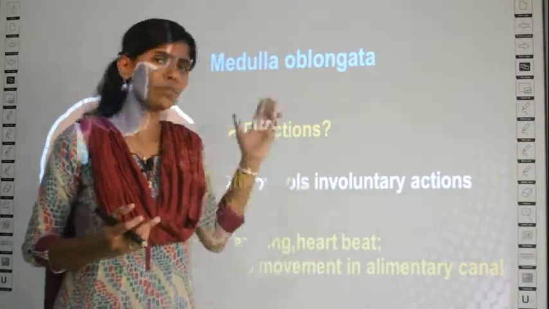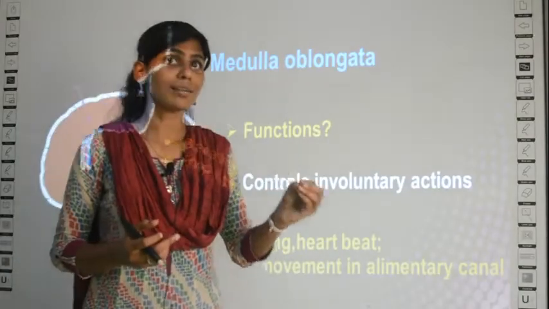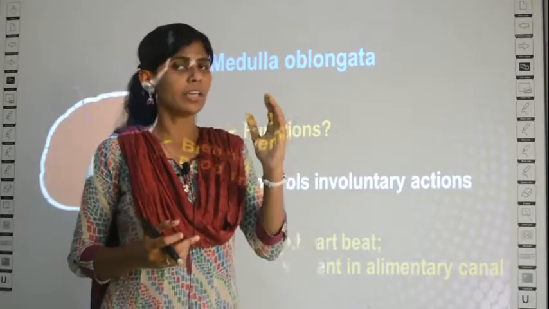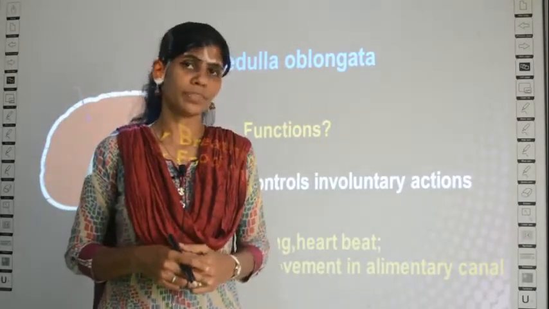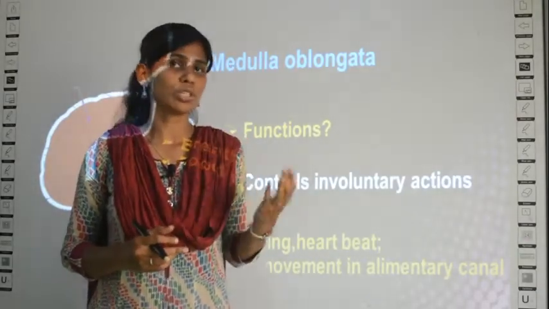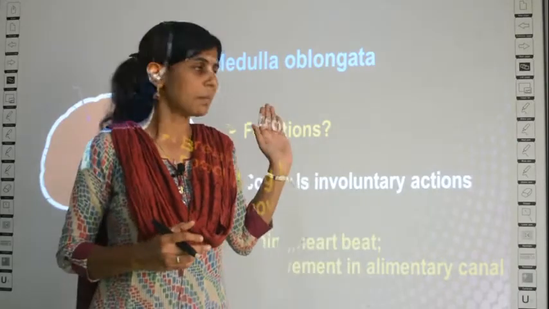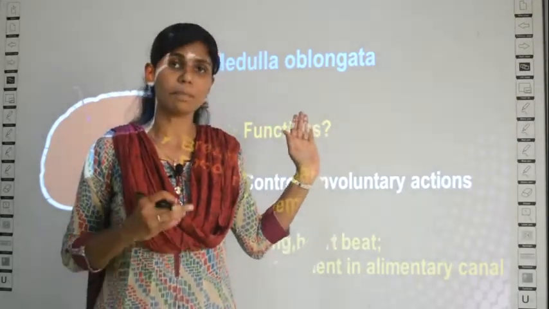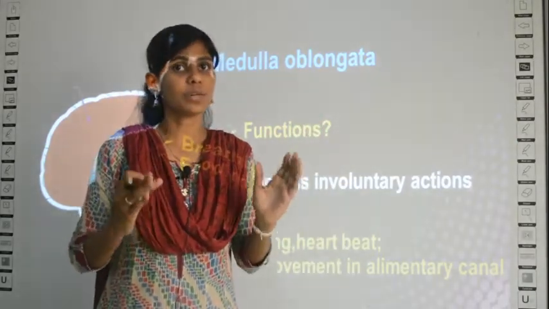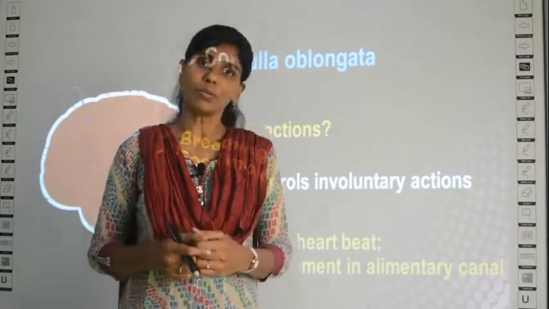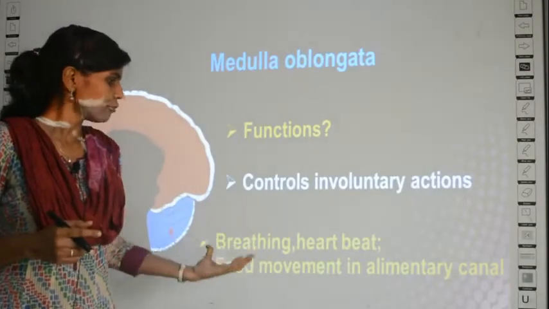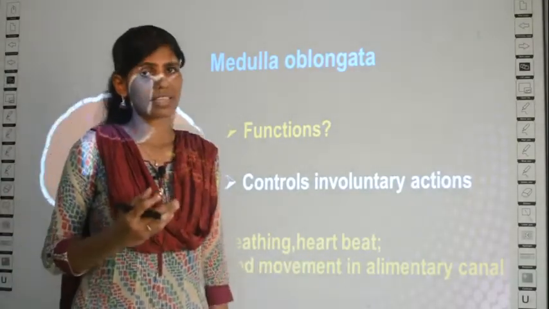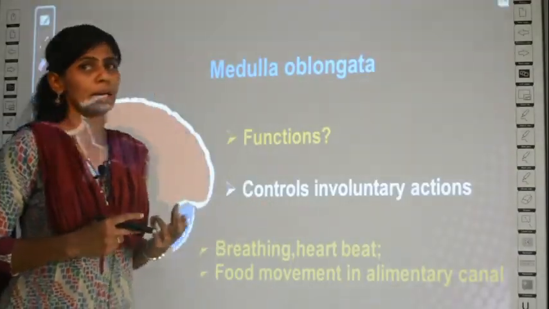So these are all involuntary actions which are controlled by the brain and especially the medulla oblongata of the brain. Clear? So you have already studied the functions of cerebrum and cerebellum, and the important function of the medulla oblongata is that it controls the involuntary actions like breathing, heartbeat, and food movement in the alimentary canal. So this is all about medulla oblongata.